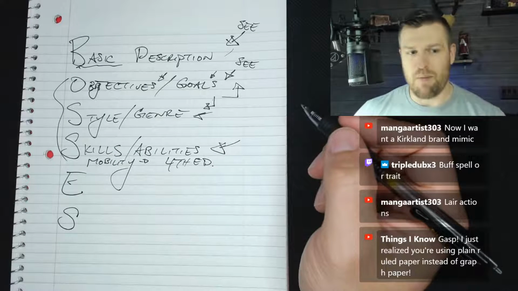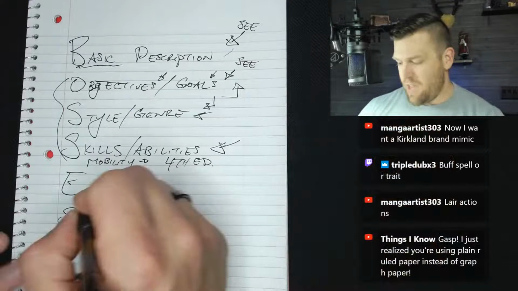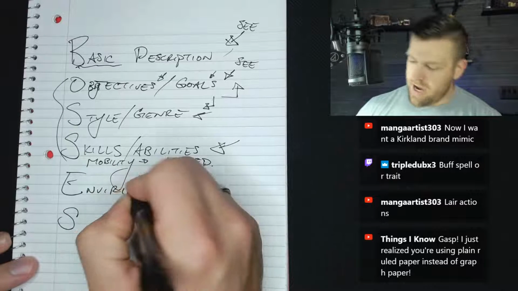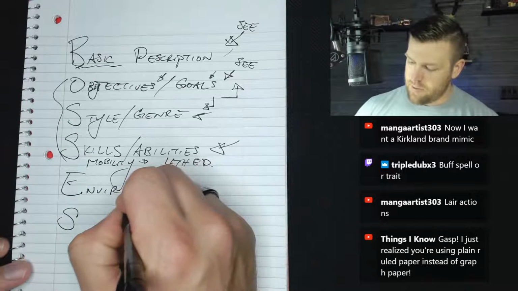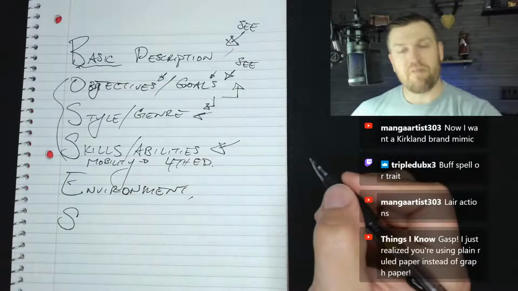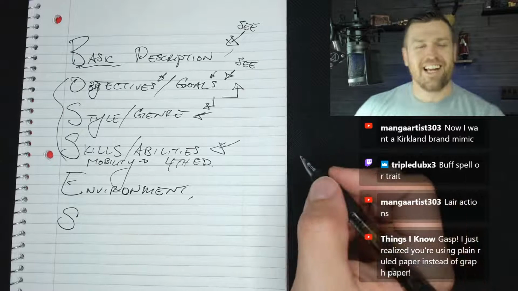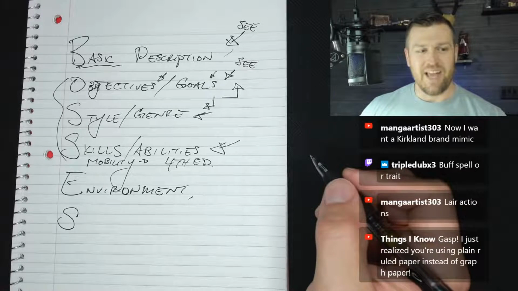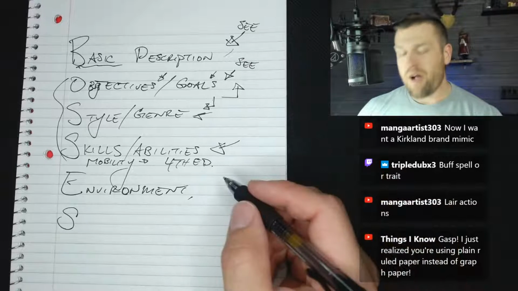Not just a boss, but bosses in general. And the things that I would include here are environment. Jiminy Christmas, whatever. It's on the paper. Environment. Can you spell it? Can you tell that I don't care about spelling very much? It's not my thing. Environment.